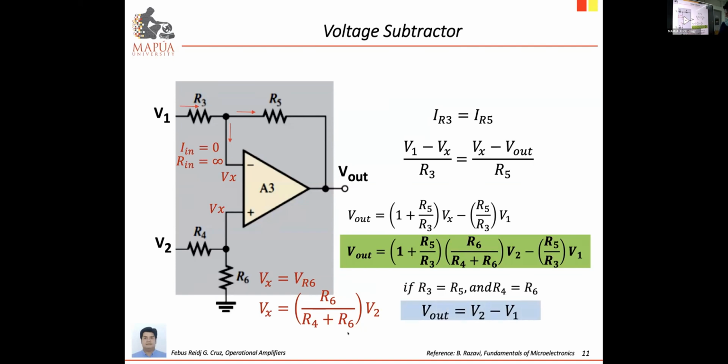Now, what will happen if R3 is equal to R5 and R4 is equal to R6? So that will give us a multiplier of 2 times, this will become 0.5, this will become 1, and so the Vout will be simply V2 minus V1. So you can have the direct subtraction of your two input voltages. Right? So can you follow?